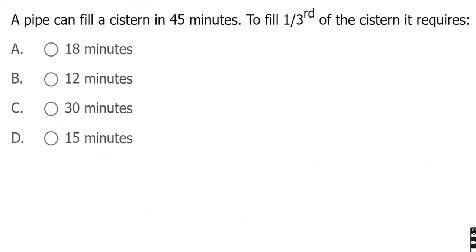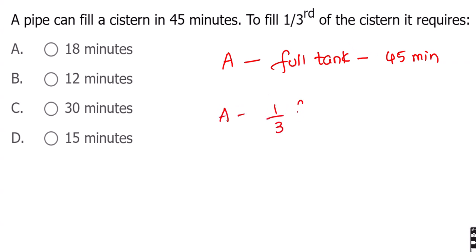Pipes and cisterns related question. A pipe can fill a tank in 45 minutes. Let's say a pipe is A, full tank in 45 minutes. Cistern means nothing but tank. Now one third of the tank: when work is less, time taken will also be less. It's nothing but one third of 45 minutes, which is 15. One third of 45, we can say 15 is the answer. Right.